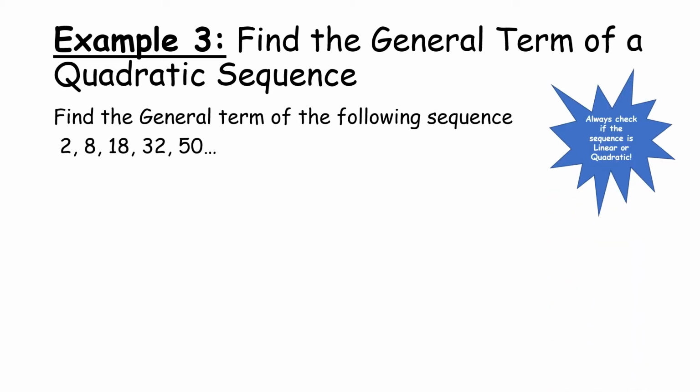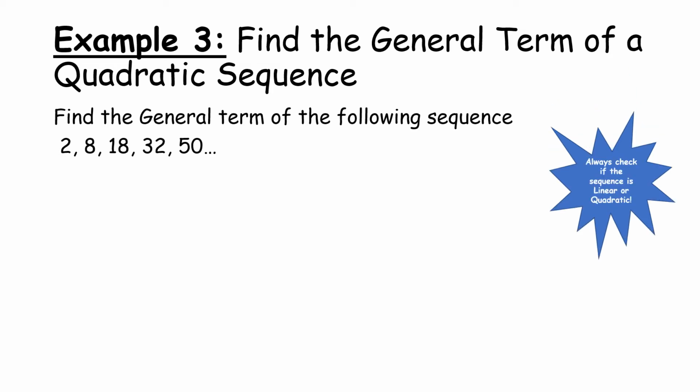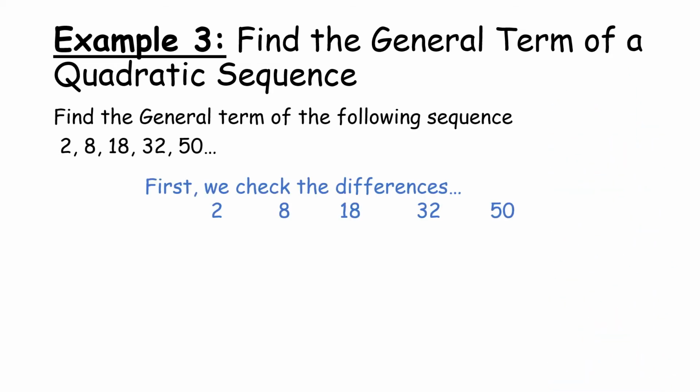So always check if the sequence is linear or quadratic. We're always going to check, because in this case, although I said it in the heading, the question itself did not tell us it was quadratic. So let's double check our differences. We add 6, add 10, add 14, add 18. So we definitely don't have a common first difference. This is definitely not a linear or an arithmetic sequence.